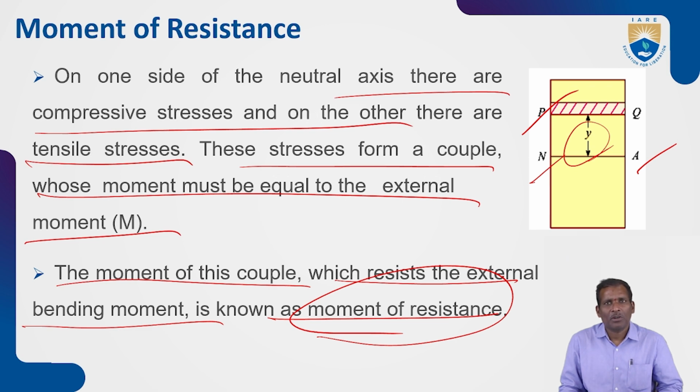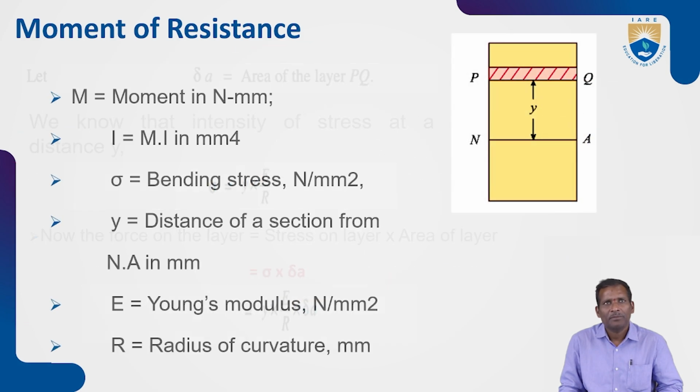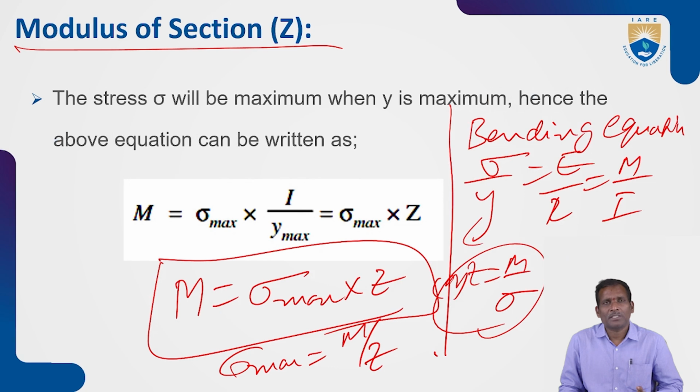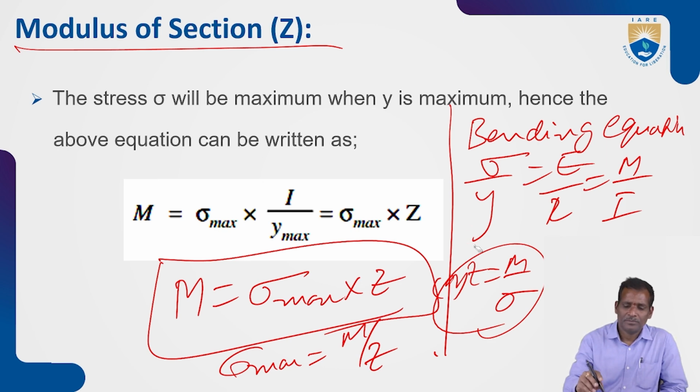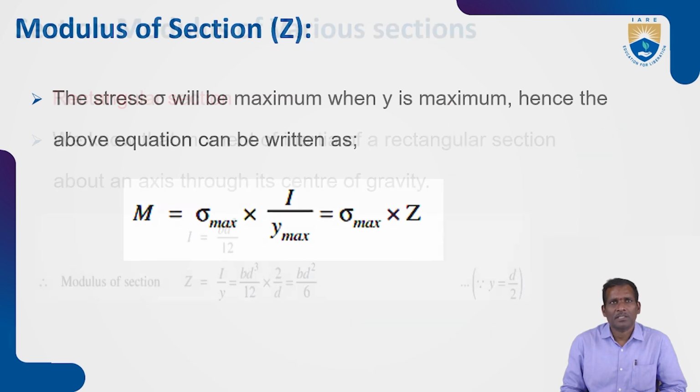The moment of the couple which resists the external bending moment is known as moment of resistance, and it is also calculated. And then section modulus or modulus of section, both are the same. How do you calculate it? By using the bending equation. The bending stress equation is very important for bending problems. Here use this equation. The derivation parts we have also completed in earlier sessions.